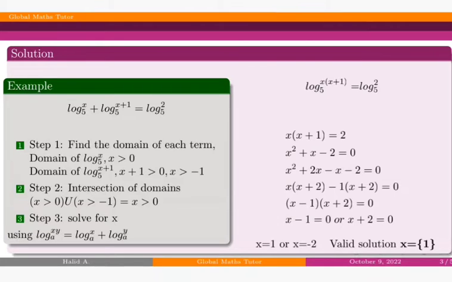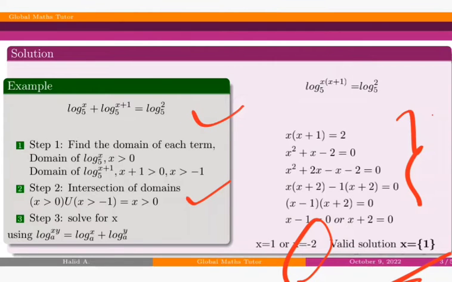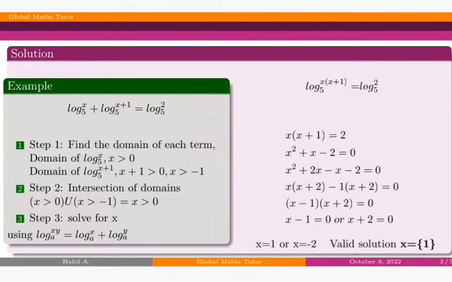Here our domain is, as we did before, x greater than 0. So the value of x cannot be negative. It means x equal to minus 2 cannot be a solution for this exercise, because if you substitute minus 2, you get an undefined solution. So x equal to 1, which is in our domain, is our valid solution and the only solution for this question. Let's do the second question.